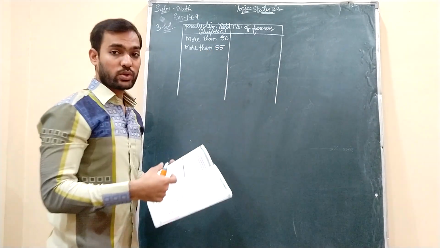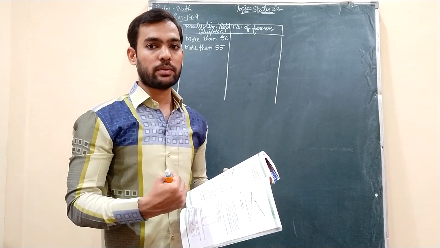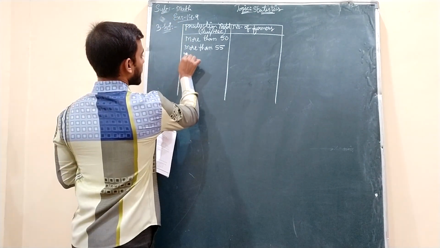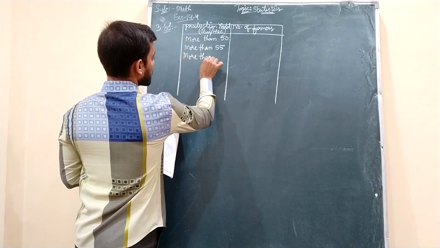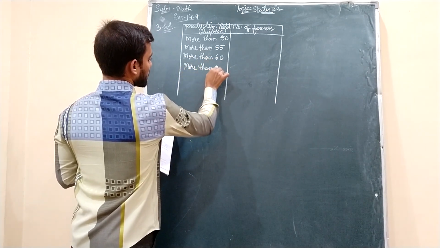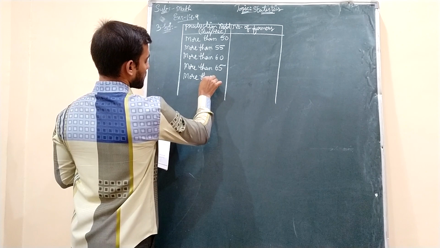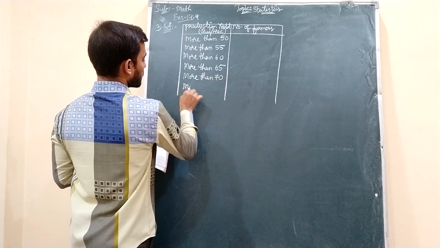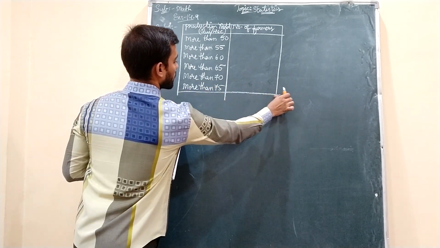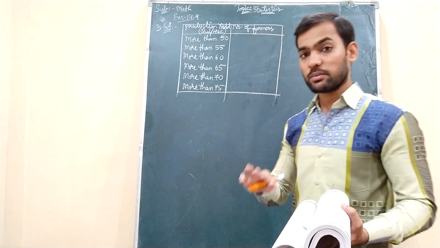Then next, more than 55. If this question were given for less than, we would take less than 55 first. But here more than type has been asked, so that is the reason more than 50, then more than 55, then more than 60, next more than 65, next more than 70, next more than 75.